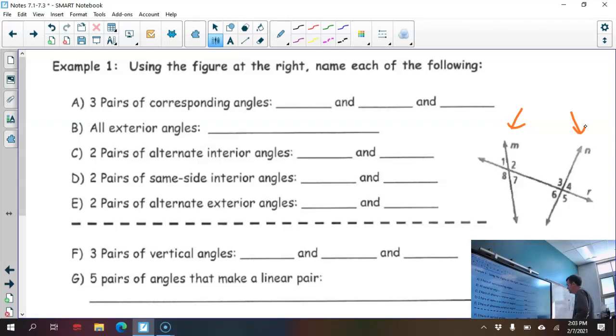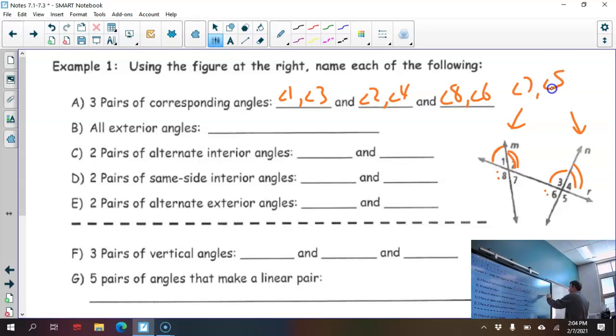Can you name some corresponding angles? Well, that would be angle 1 and 3, right? They are both to the left of their lines and above the transversal. How about another pair? Angle 2 and angle 4. That would be another pair. See how I did those with 2 lines instead of 1? And then we could go below the transversal, and we'd have angle 8 and angle 6. That would be those two. And then we could have gone 7 and 5, although I didn't ask for the last pair, but boom, there it is.